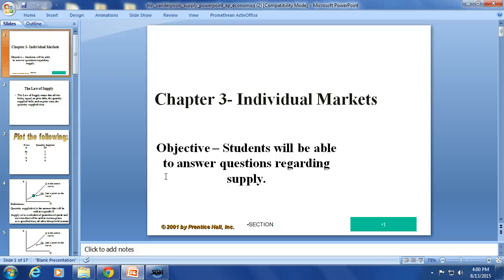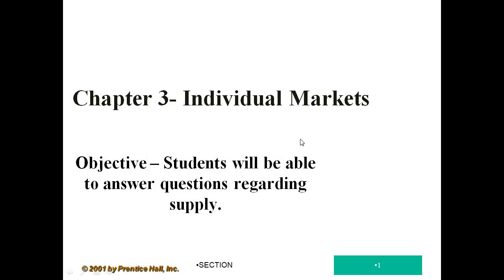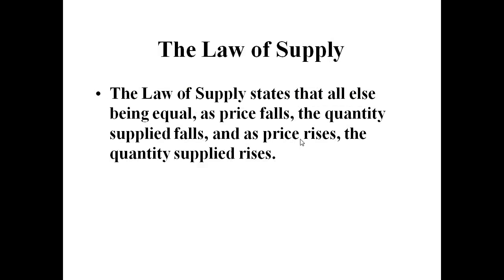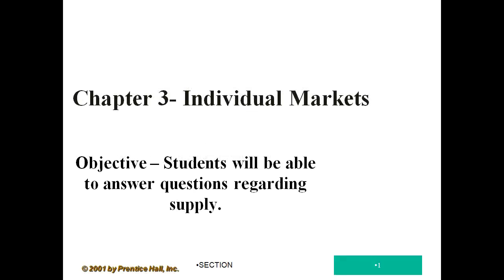Vanderpool. Today we're going to continue looking at individual markets. We're going to look at the supply side, or the seller side, of the market. We've already looked at the demand side, or the buyer side, of the market. And the key thing to understand with suppliers is they're always pursuing profit, and if they can get profits, they will supply more.